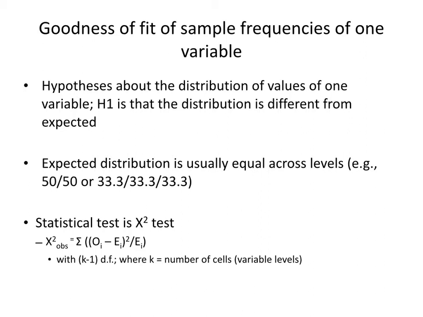So if you were looking at two categories, then you'd have 2 minus 1, 1 degree of freedom. If you had three categories, it'd be 3 minus 1, 2 degrees of freedom. So when you look up the chi-squared critical values in a table, you'll see that there are different columns, or different rows, for different numbers of degrees of freedom.